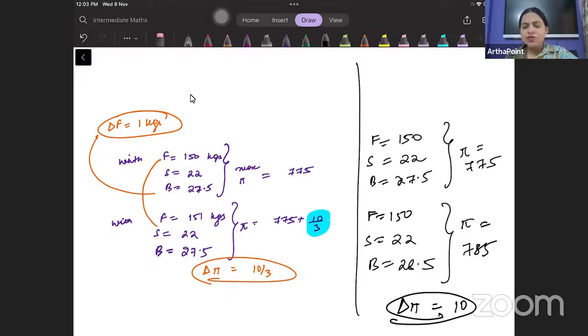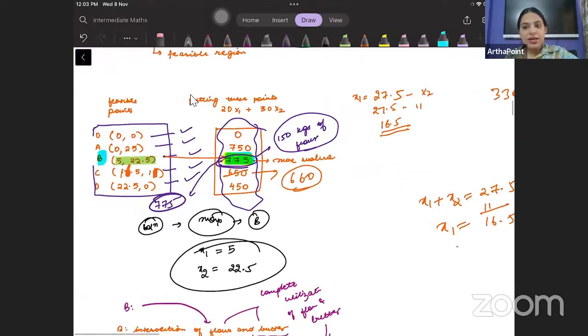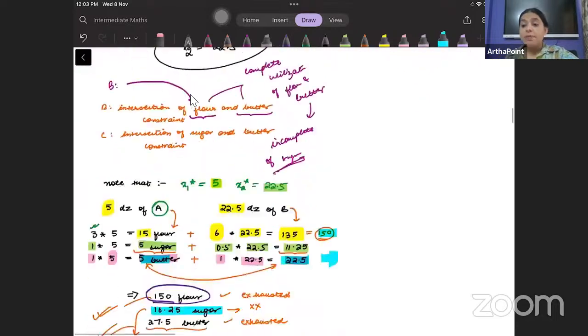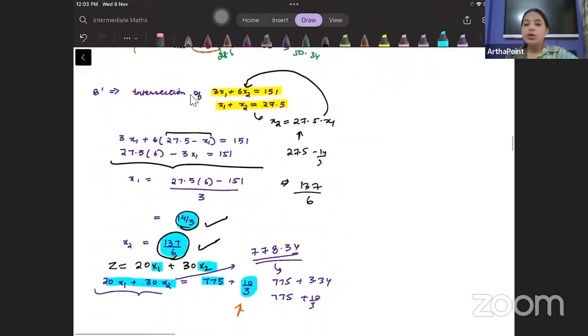And when are my profits changing by 10? They are changing by 10 when butter is changing by 1 unit. So when you increase butter by 1 unit, your profits increase by 10 units. Beta, will there be any impact when you change sugar? No. Why will there be no impact? Because sugar was never fully utilized.